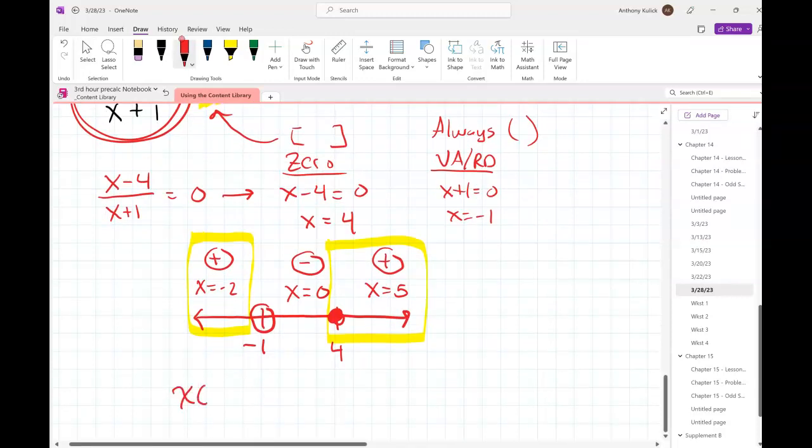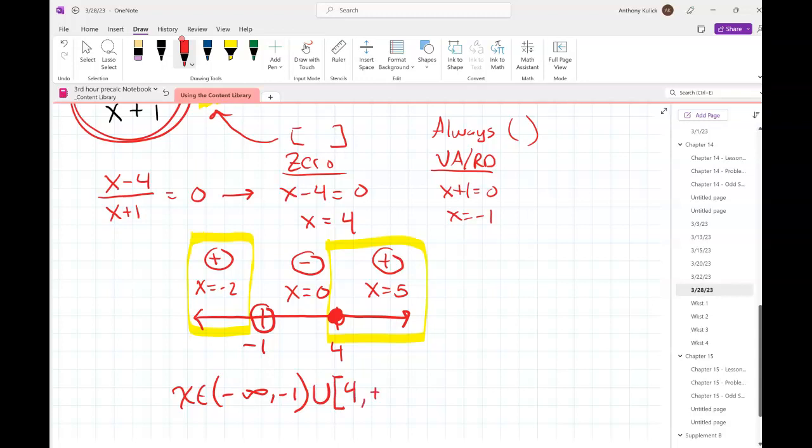So we'd say, okay, x has to be -infinity to -1. Notice a parenthesis on the -1, union, and then I need a bracket on the 4 to positive infinity. So the hardest part about this is keeping straight whether you need a bracket or parenthesis. Because sometimes you need a parenthesis because it's a strictly less than. Sometimes you need a parenthesis because it's a result of a discontinuity, an asymptote or an RD. Is everybody okay with that?